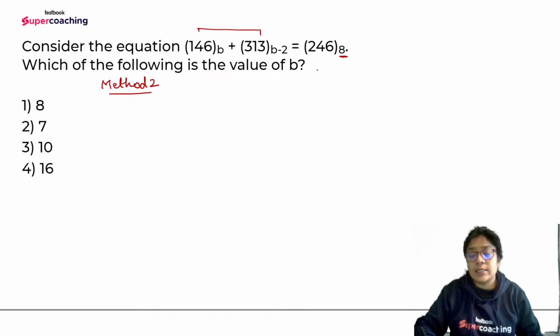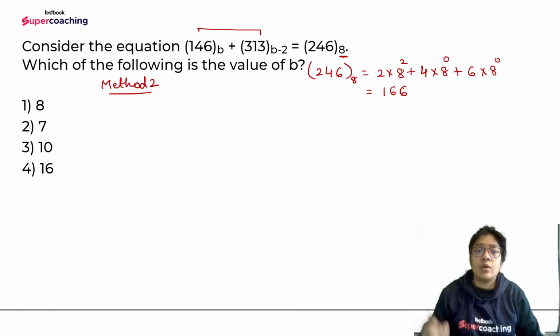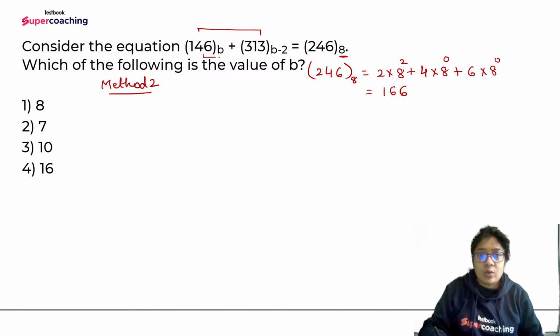So on the right-hand side, 246 with base 8 will be expanded to 2 into 8 square plus 4 into 8 plus 6 into 8 raised to power 0. We have already calculated this; it comes out to be 166. Now take each option with the base 8. Whatever the base value is, just substitute it.